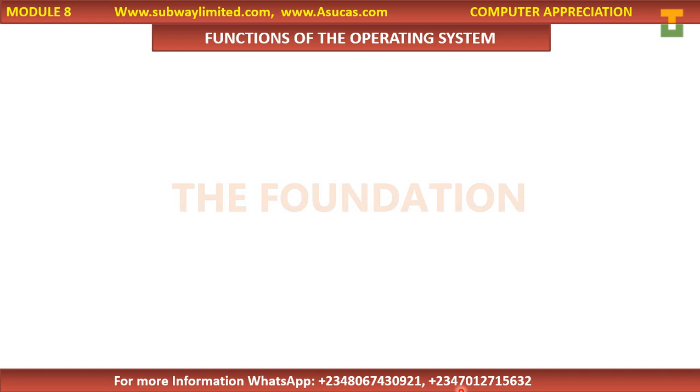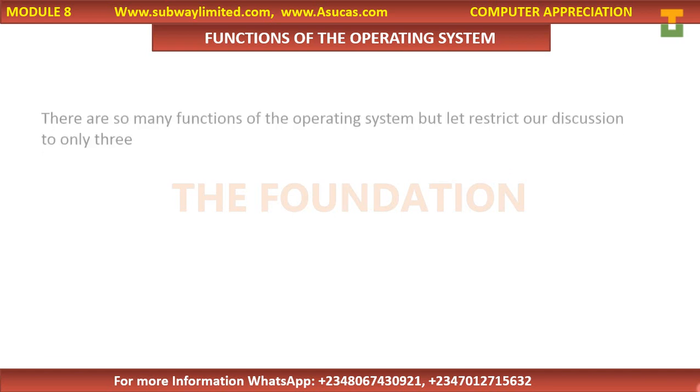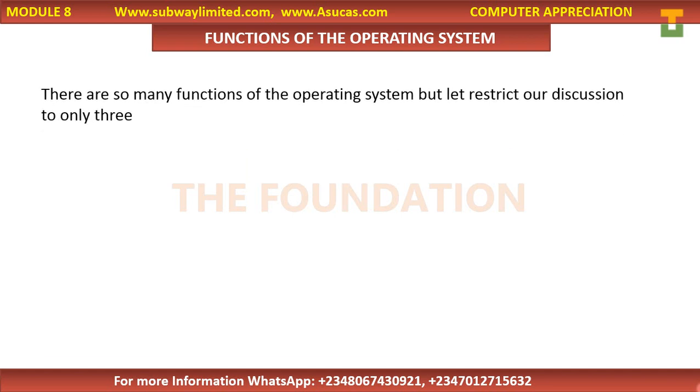So, functions of the operating system. Those are basically the types of operating system. You don't need to really worry about them, but just know that we have different types of operating system for emphasis. The one we are actually using is the Windows operating system. If you are a programmer, you will need the DOS operating system. There are so many functions of the operating system, but let's restrict our discussion to only 3.